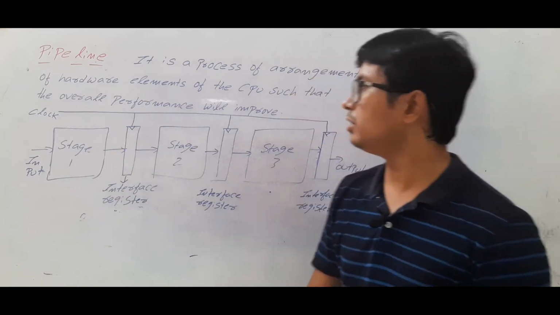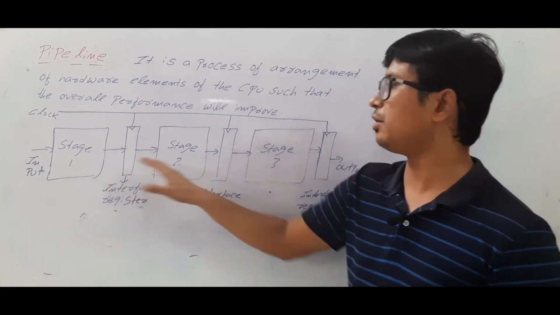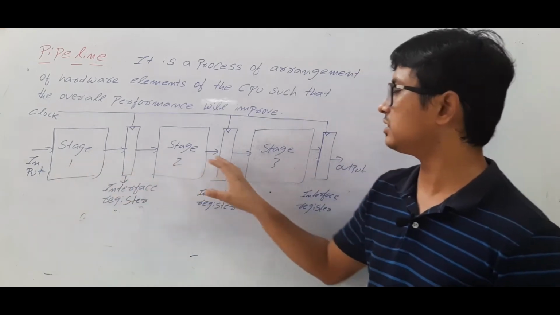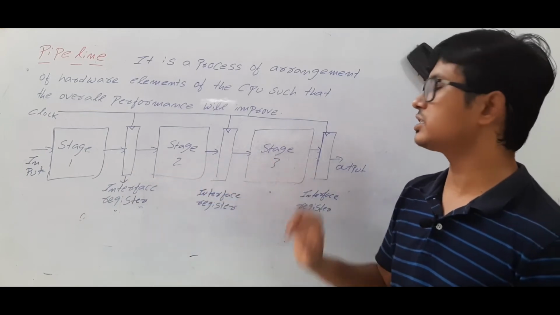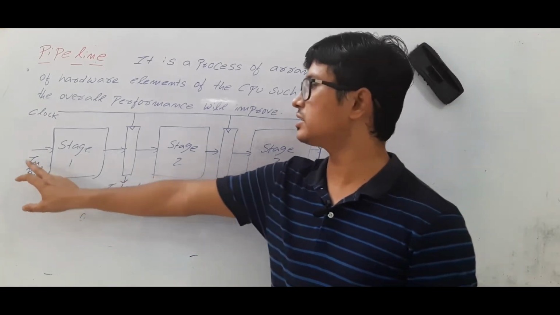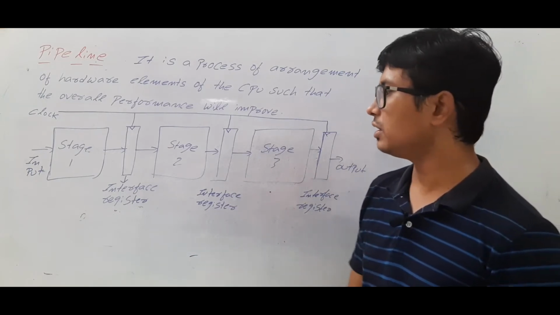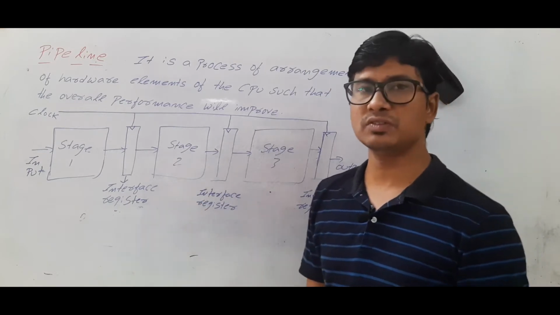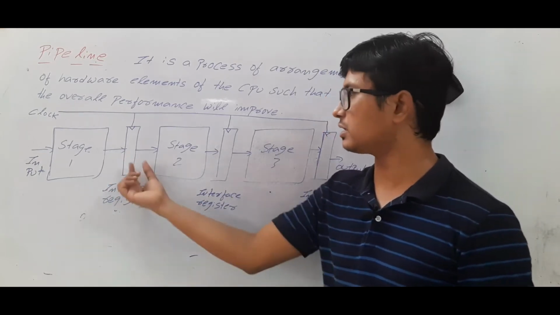Okay, so this is the architecture of a pipeline. We can have n number of stages. However, in this example, I have taken a 3-stage pipeline. Stage 1, stage 2, stage 3. Stage 1 is getting the input and stage 3 is generating the output. You can see that we have interface registers. What is the purpose of these interface registers? To store the intermediate results.